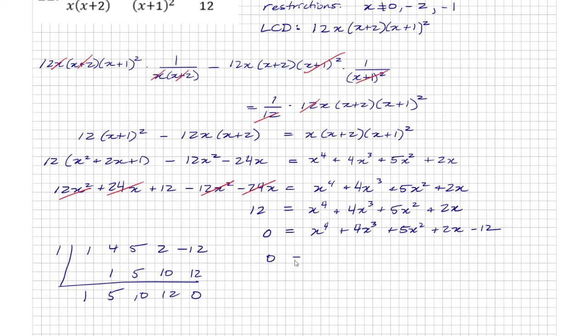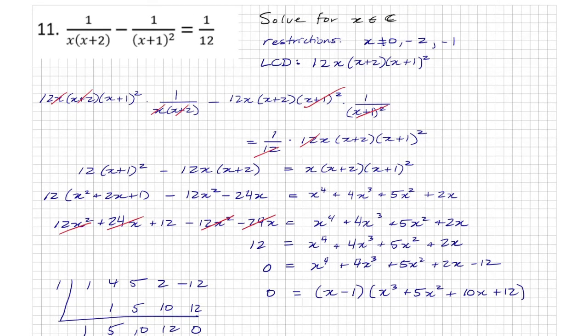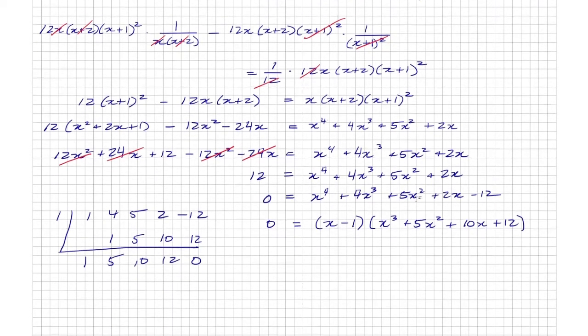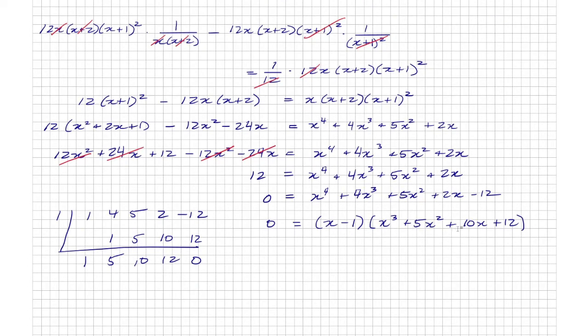All right, so let's go ahead and factor this out right here. So I've got x minus 1, and then I have x cubed plus 5x squared plus 10x plus 12. So I already can see that 1 is going to be a solution to this rational equation that I have over here. And I can see 1 will work because it's not part of the restriction set right here. Right. This is still a cubic that needs to be factored.